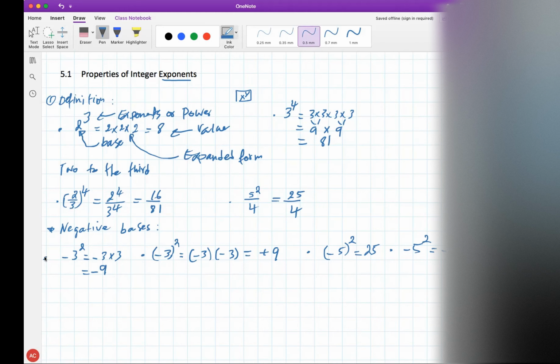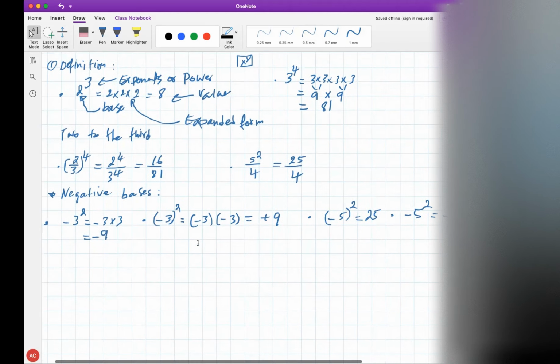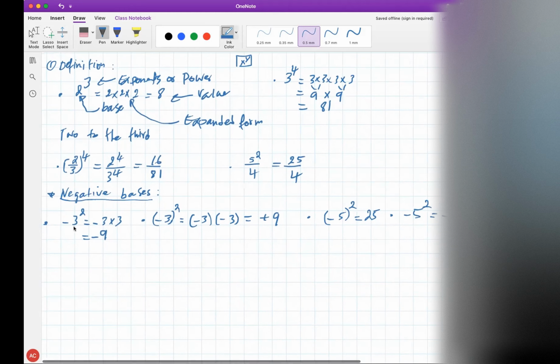So that's basically what happens when you have a minus in the expression. It could be part of the base if you have it in parentheses under the power, or it might not be part of the base if you don't have parentheses. So that's what happens with negative bases. Now let's see what happens if you have a negative here in the power. So negative.